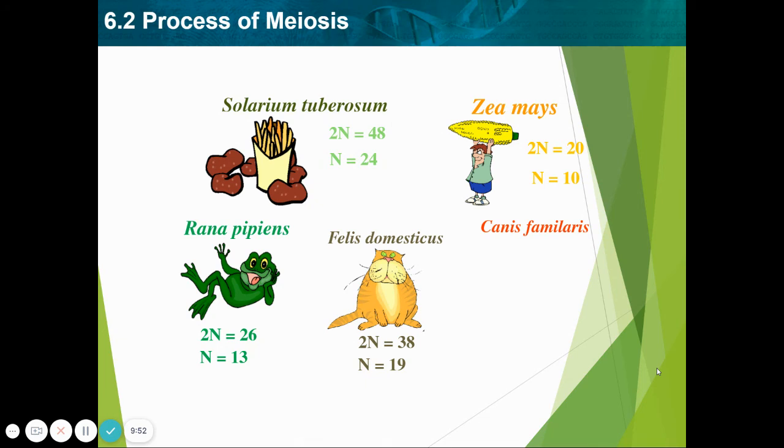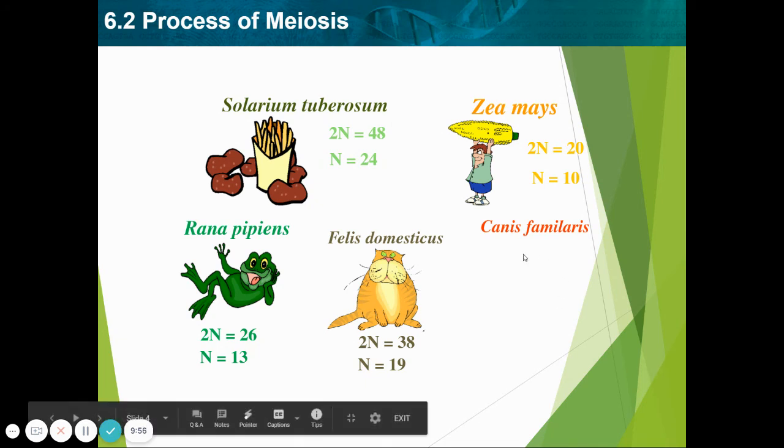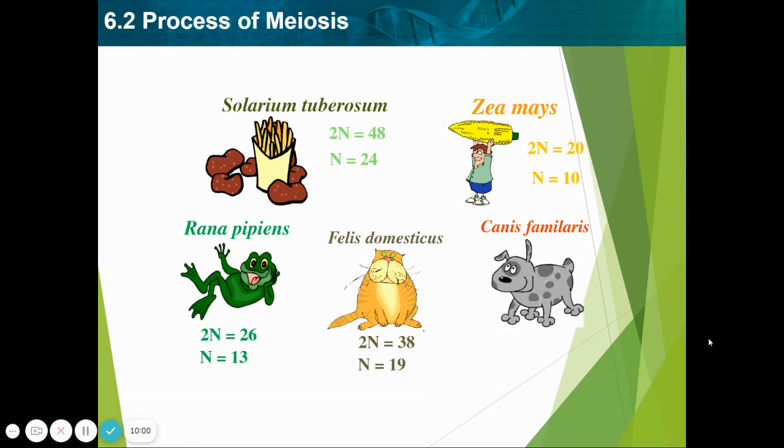And then finally, Canis familiaris. This is another pet, a domesticated dog. Your dog has 39 different types of chromosomes in an egg or sperm cell. How many are in an ear cell? 78.